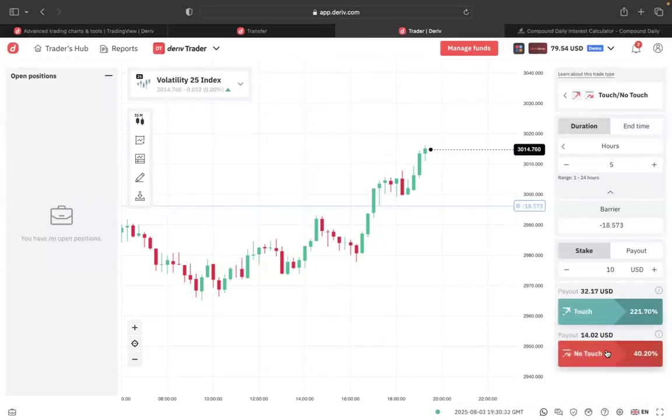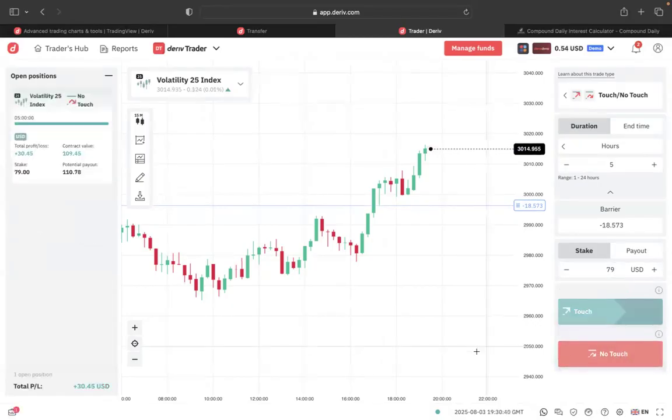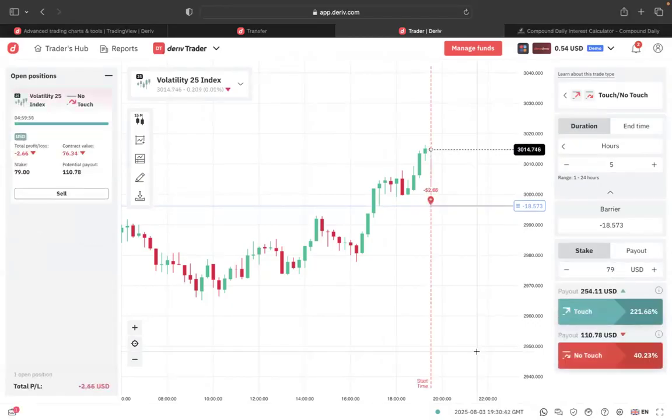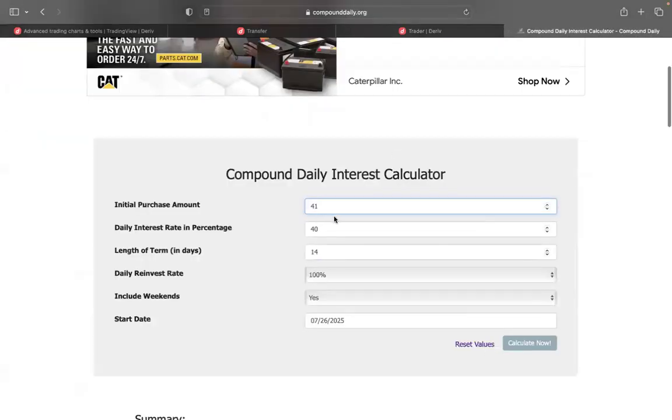This 40%, right? And I'm going to use my total equity, 79, and do no touch. 40% no touch. Now, guys, this is it. We just need to take a trade like this. Either one, sometimes I'm going to take two. We're going to be taking 2 trades per day sometimes. 2 trades per day means you are targeting 20%.